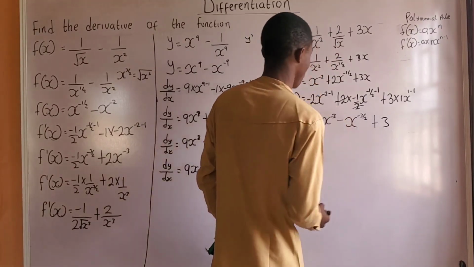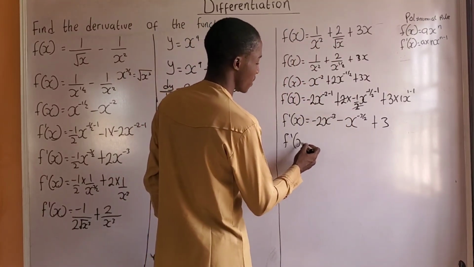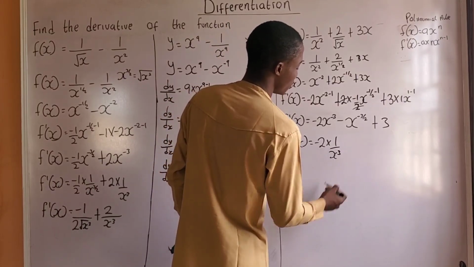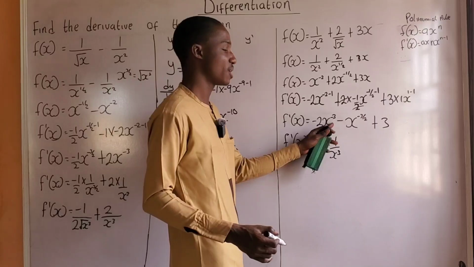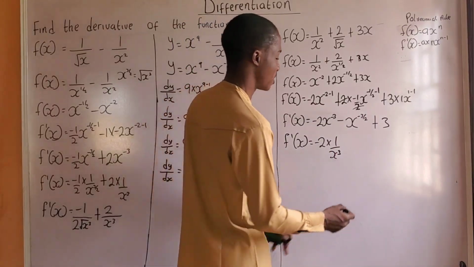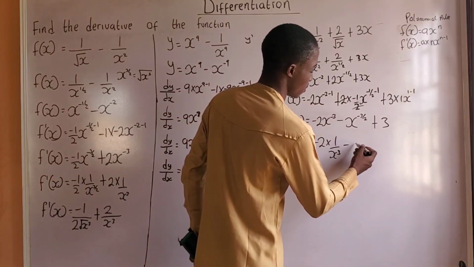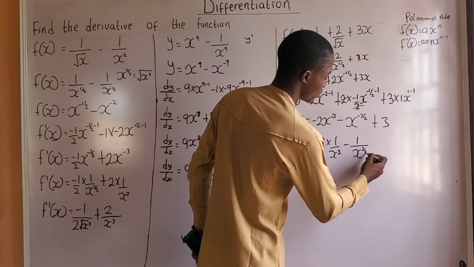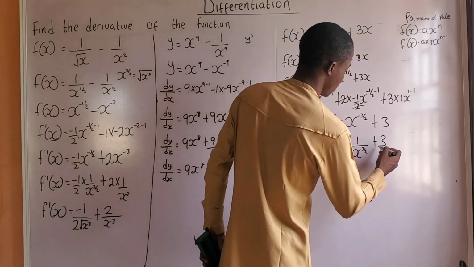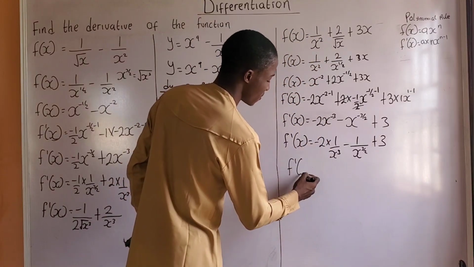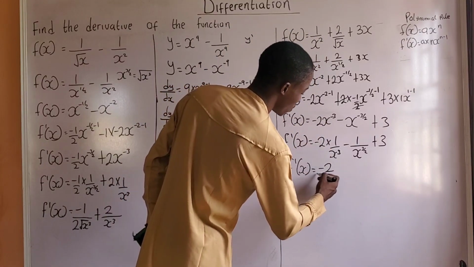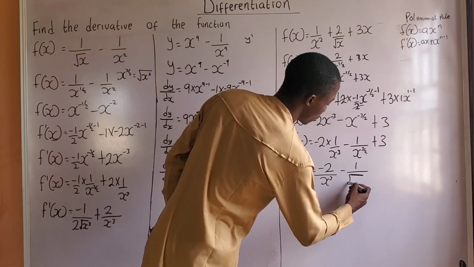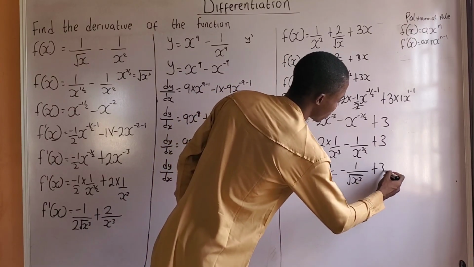Plus 3. The derivative of f of x will be equal to minus 2 multiplied by 1 over x to the power of 3. Do you know that x to the power of negative 3 can be written as this? Law of indices. Minus 1 over x raised to the power of 3 over 2. Are you getting it? Plus 3. The derivative of f of x will be equal to negative 2 all over x to the power of 3 minus 1 over the square root of x raised to the power of 3 plus 3.